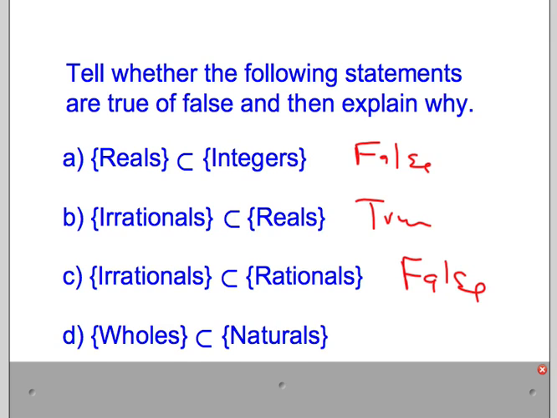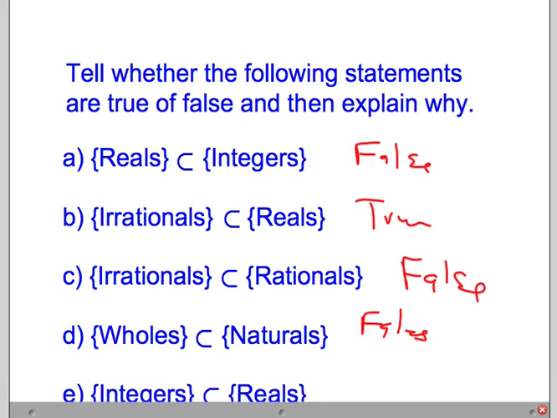Are the wholes a subset of the naturals? Do the naturals have 0? No. So this is false because naturals do not have 0. Now, if we turn that around, would the naturals be a subset of the whole numbers? Yes, because all the natural numbers are in the whole numbers. The whole numbers have the extra part of 0, but all the naturals would be found in the whole numbers. And then, are integers a subset of the reals? That is true, because everything is a real number.